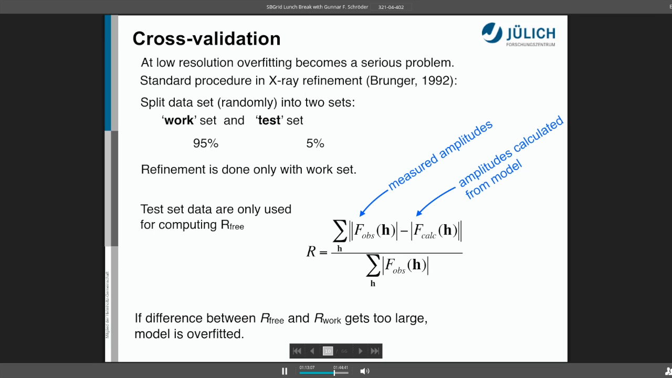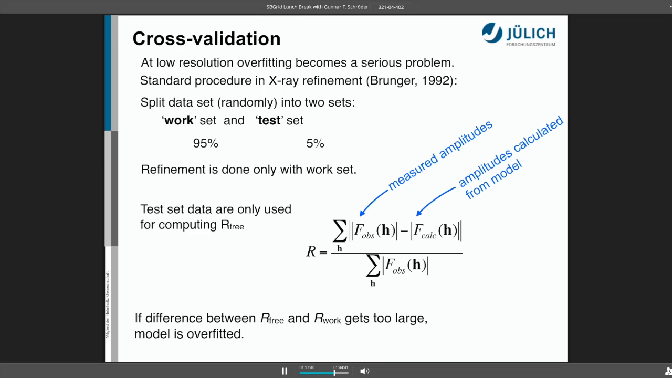An important issue at low resolution is always overfitting, because you have many atom coordinates, many parameters, and at low resolution you only have a limited amount of information. So that means you can easily overfit your data. The typical way of detecting whether you're overfitting is cross-validation, and that is standard in X-ray crystallographic refinement.